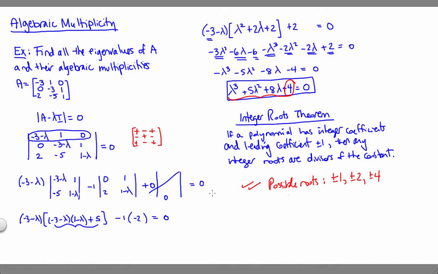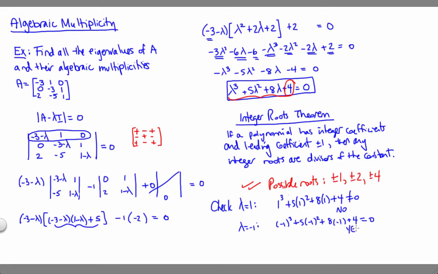So let's go through and check these possibilities systematically. First, let's check lambda equals 1. So we'll plug that into our equation. We'd have 1 cubed plus 5 times 1 squared plus 8 times 1 plus 4. No, that does not equal 0. So lambda equal 1 is not a root. Now let's try lambda equal negative 1. If we plug that into our polynomial, we've got negative 1 plus 5 minus 8 plus 4. That does work out to 0. So yes, lambda equal negative 1 is a root of our polynomial.